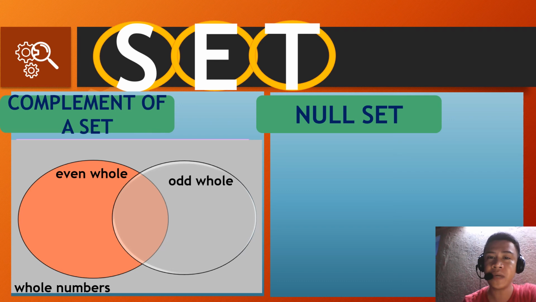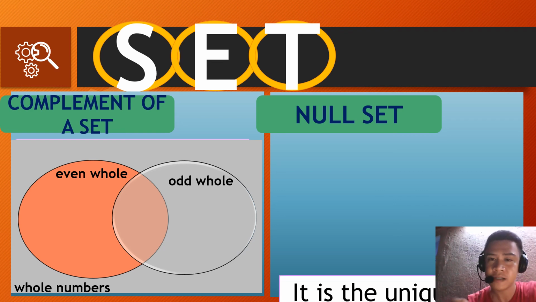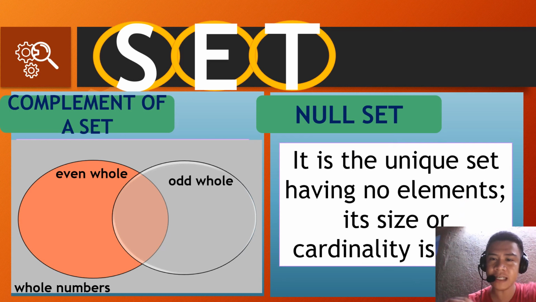Next, we have the null set. Ito yung nasabi natin kanina. Null set or empty set. Ito yung set na walang laman. Okay, what is null set? It is the unique set having no elements. Its size or cardinality is 0. Pag sinabing cardinality, it is the number of elements. Bilang ng elements na napaloob sa isang set.